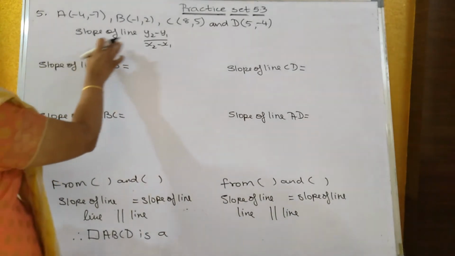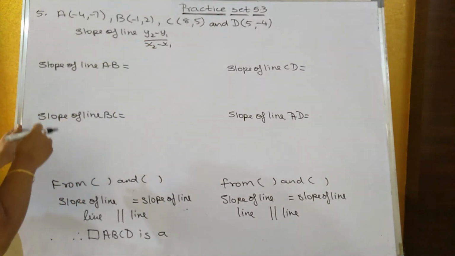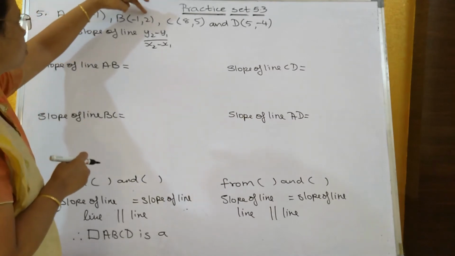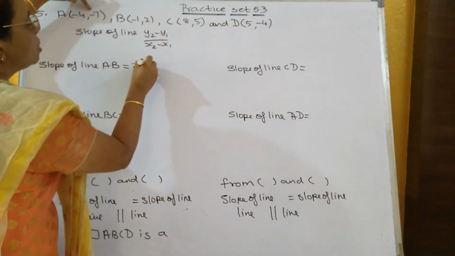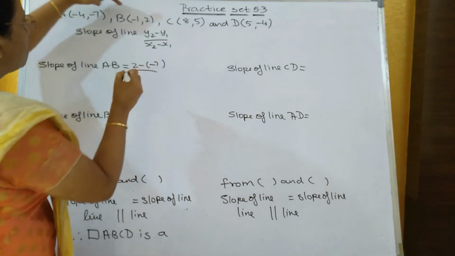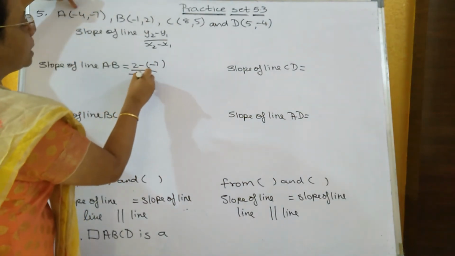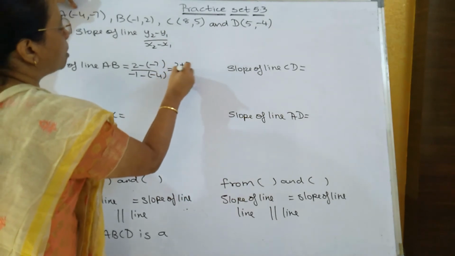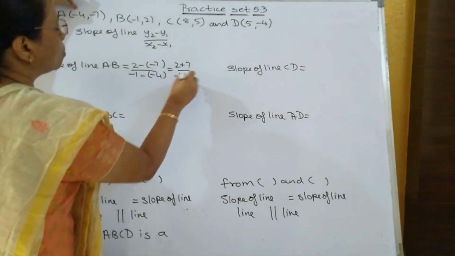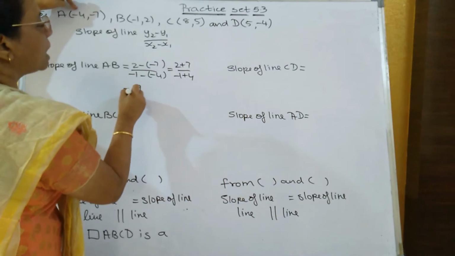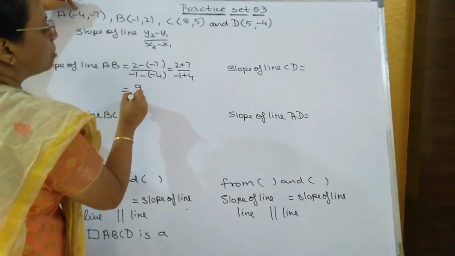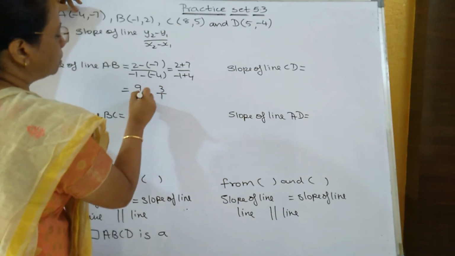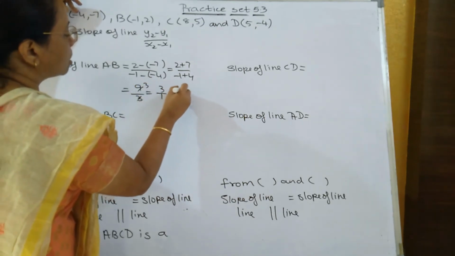Now the slope of a line is (y2 minus y1) upon (x2 minus x1). So first we'll find out the slope of line AB, that is (2 minus (-7)) upon (-1 minus (-4)). So that's equal to 2 plus 7 upon -1 plus 4. So that's equal to 9 upon 3. That's equal to 3 upon 1. It goes in 3's table, so that's equal to 3.